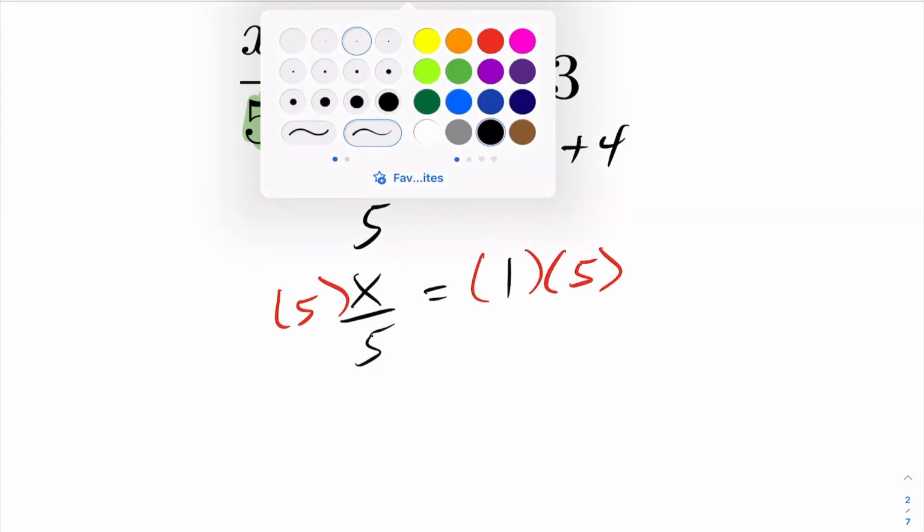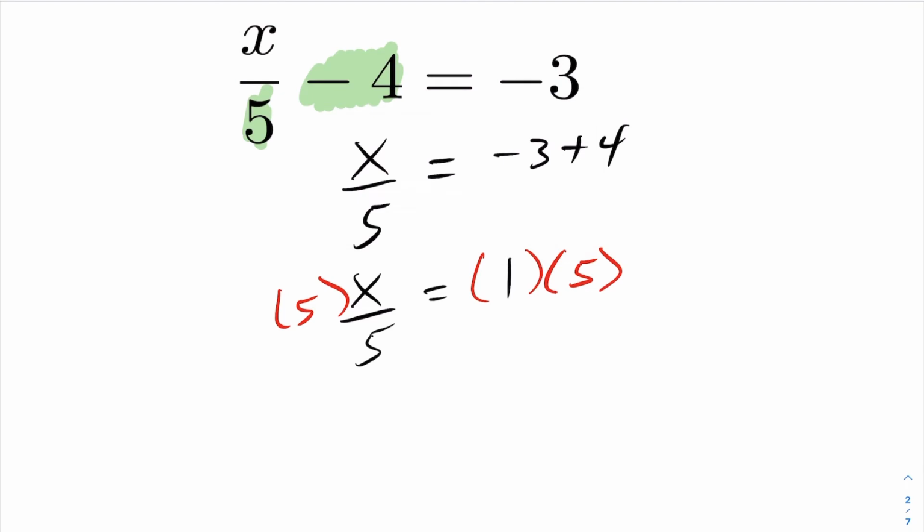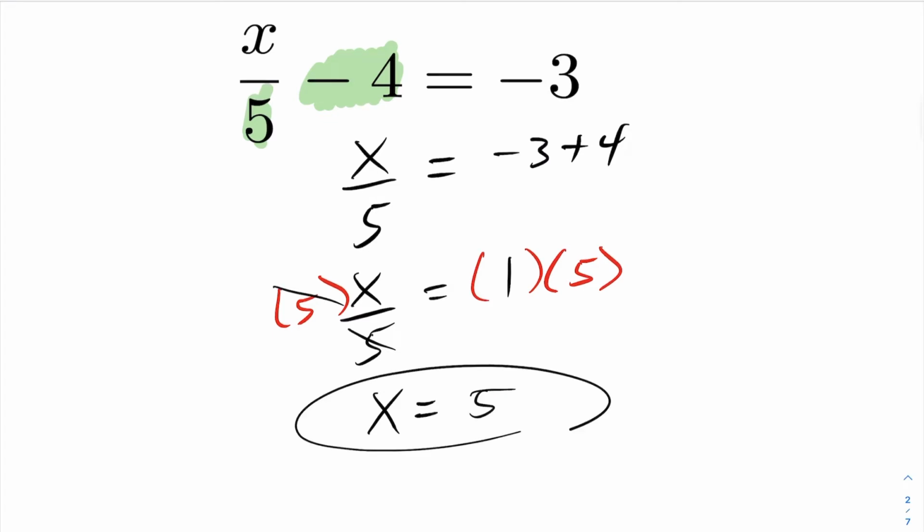Notice I put brackets around the number I'm multiplying by. That just makes it a little more clear. You don't want to get this confused and think this is a 15. By putting brackets around, you're telling yourself and whoever is reading this that you're doing multiplication. This will reduce to become a 1, so this just becomes x, and 1 times 5 is equal to 5. And we have our next solution.